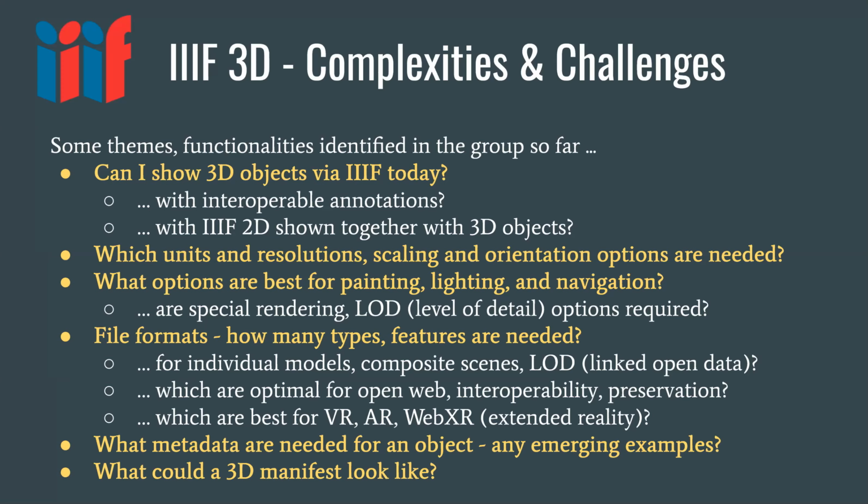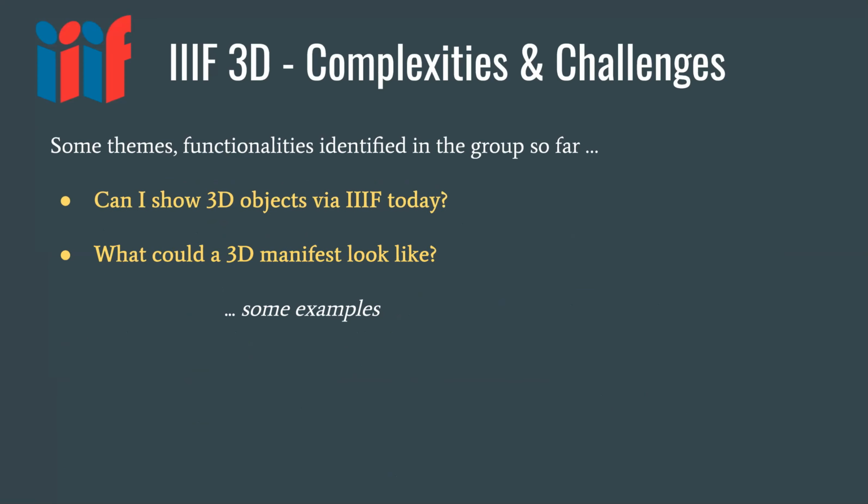I'm not going to spend too much longer on this, because we're going to come to some of the later questions, including what would a 3D manifest look like, and metadata involved with it. For now, I'll hand over to you, Ed. Okie doke. So some themes and functionalities identified in the group so far. Can I show 3D objects via IIIF today? And what could a 3D manifest look like? So we've got a few examples lined up. So next slide, please.